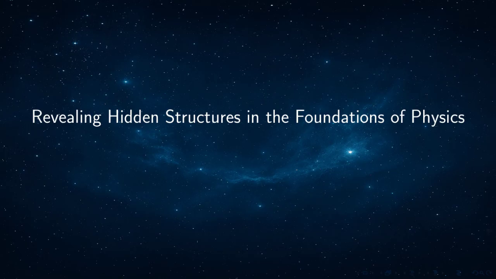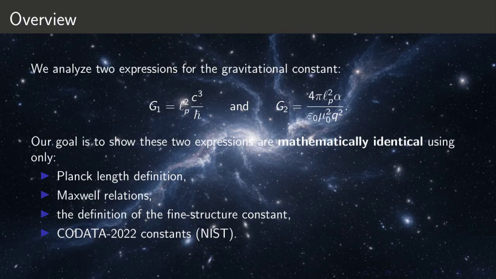In this presentation, we will explore two equivalent expressions for the gravitational constant G. Using standard relationships from Planck units and electromagnetism, we will show that these equations are mathematically identical and examine the implications of that result.